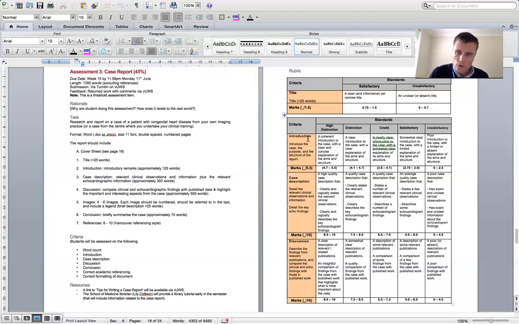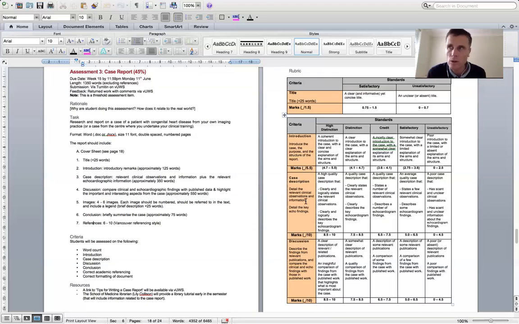So what you're to do is to introduce the case, its purpose, and the structure of the report. And then in the case description, what you're to do is state relevant clinical observations. So you describe the events of one time that patient came to the clinic that you work at, and detail the clinical findings, i.e., their heart rhythm, heart sounds, whether they were breathless, what their blood pressure was, etc., as well as the key echocardiographic findings.